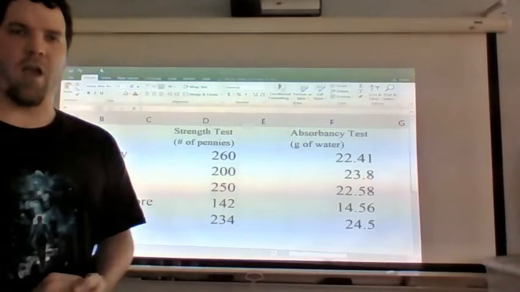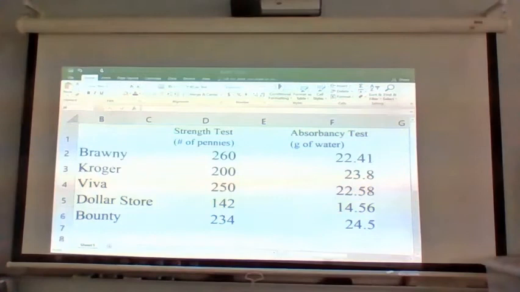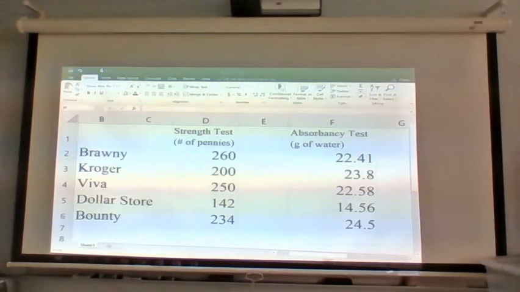And for the second experiment, the absorbency test, we can clearly see that Bounty held the most water with 24.5 grams, then Kroger with 23.8 grams, very, very close here, Viva with 22.58 and Brawny with 22.41 grams, and finally, last place, Dollar Store with 14.56 grams.